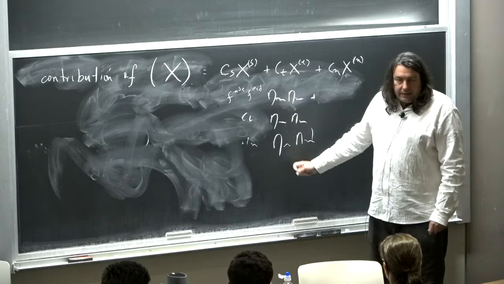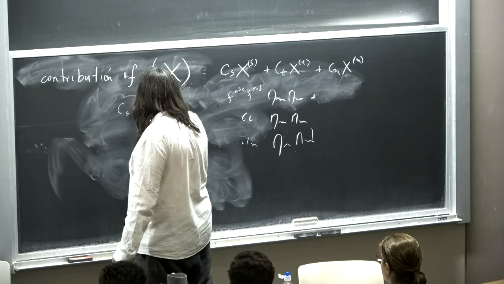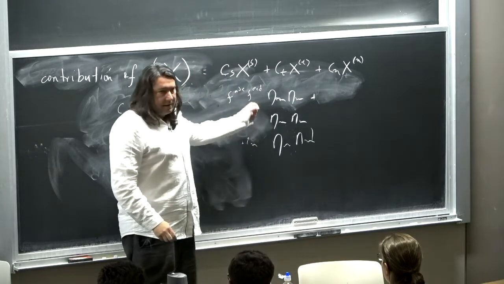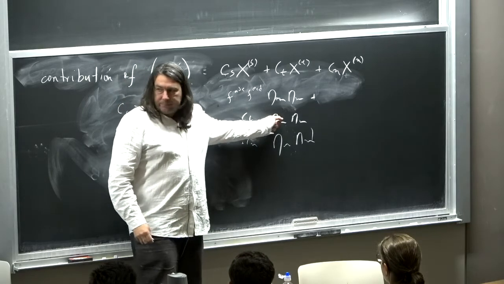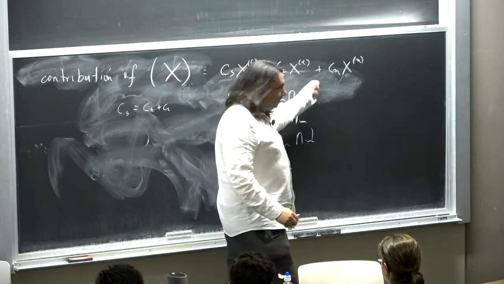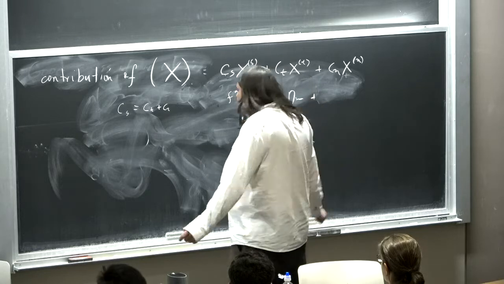Is this unique? It is not unique, because CS equals CT plus CU. So I can move stuff around. That's a gauge choice, to move stuff around. I just want to emphasize there's nothing unique about this. Good. What do I want to do? I want to write things in terms of cubic graphs.